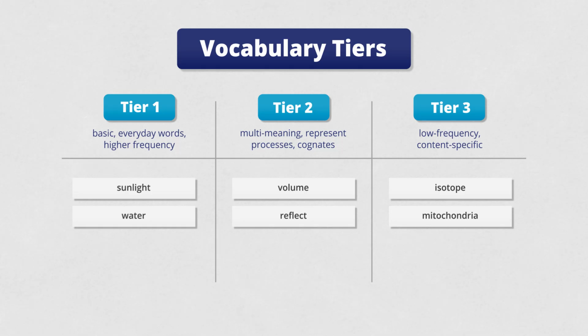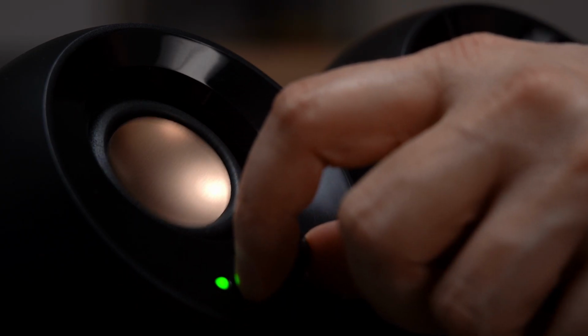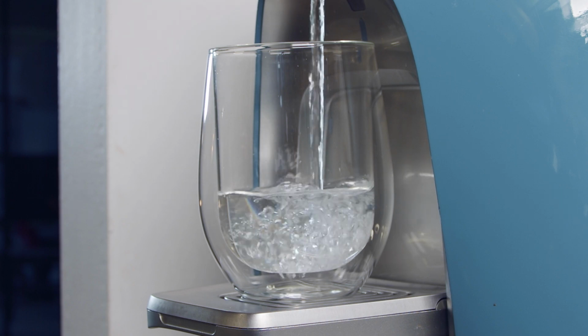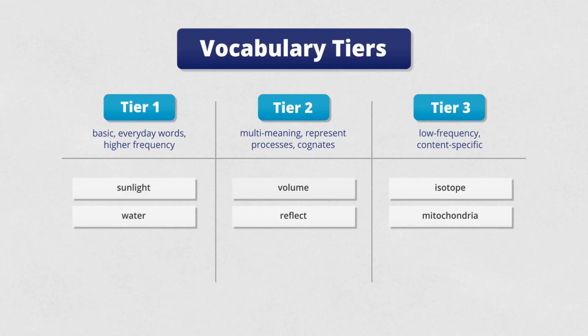Tier 2 words can trip students up, not because they're rare, but because they're slippery. So for example, the word volume. Are we talking about the loudness of sound or the amount of space? Context matters with tier 2, so we might decide that these words need some additional unpacking. So how do you take this idea of tiering and apply it to OpenSciEd?